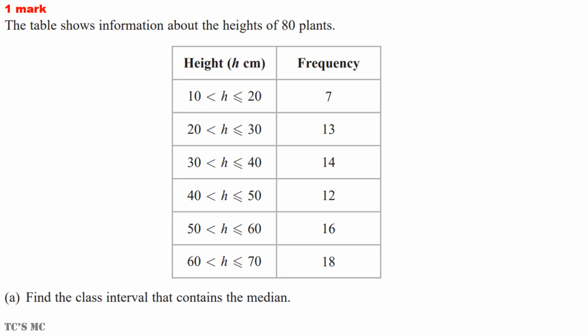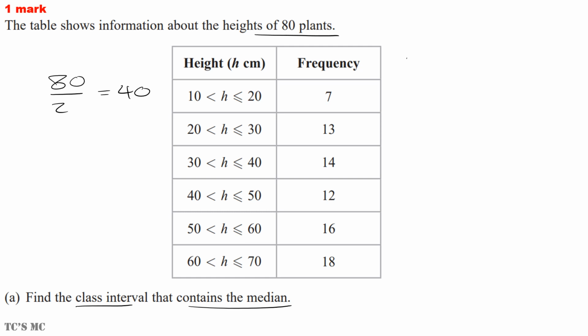The table shows information about the heights of 80 plants. Find the class interval that contains the median. Median is the middle value of an ordered list. Looking at the table, it is already in order. To find the middle value, we need to do 80 divided by 2, and that gives us 40. We need to find the 40th plant.